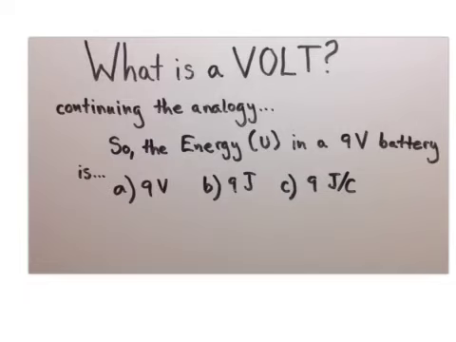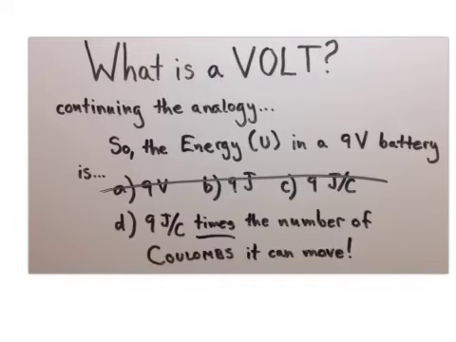Sorry, this is actually a trick question because none of them are right. In fact, the energy stored in a 9-volt battery is 9 joules per coulomb, that's 9 volts, times the number of coulombs that the battery actually moves. Now, I'm jumping the gun here a little bit. We're going to talk about what is electricity. It's charge moving through a wire, okay?